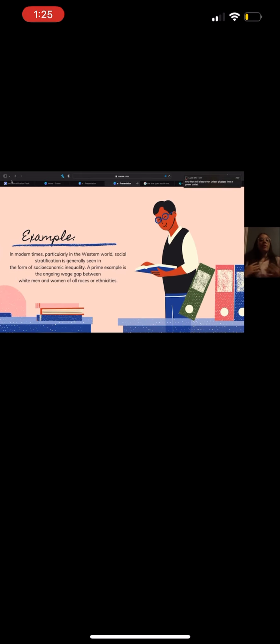So I'm going to give everyone an example. In modern times, particularly in the Western world, social stratification is generally seen in the form of socioeconomic inequality. A prime example is the ongoing wage gap between white men and women of all races or ethnicities.